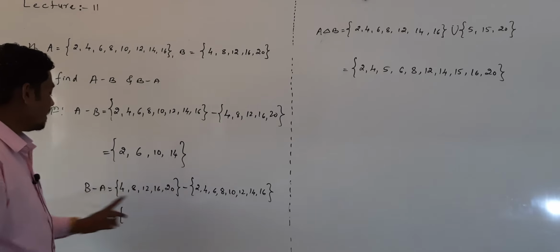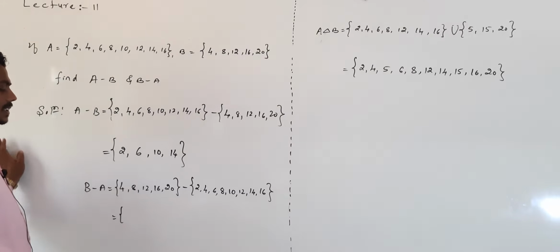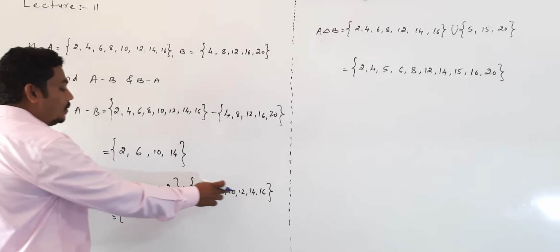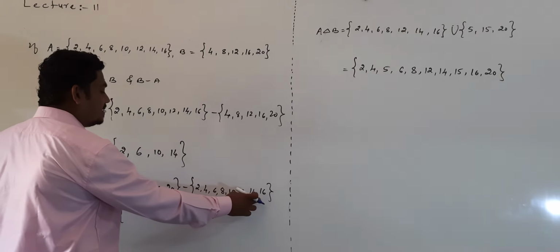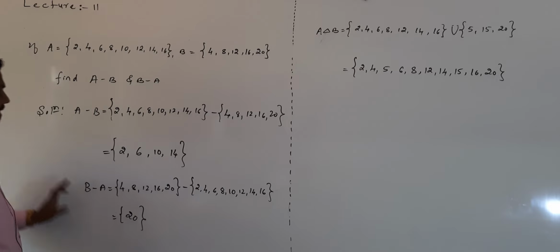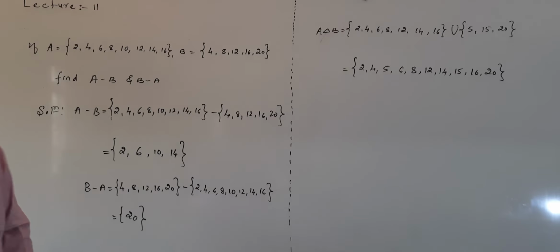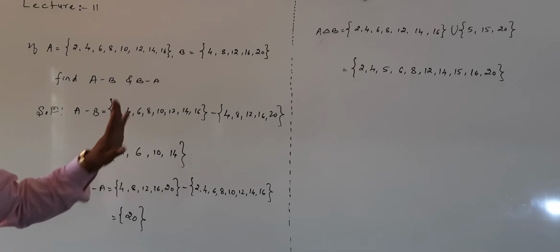4 is there in the other set, so don't write 4. 8 is there in the other set, don't write. 12 is there in the other set, so don't write. 16 is there in the other set. 20 is not there in set A, so B minus A is the singleton set {20}. That covers A minus B and B minus A.